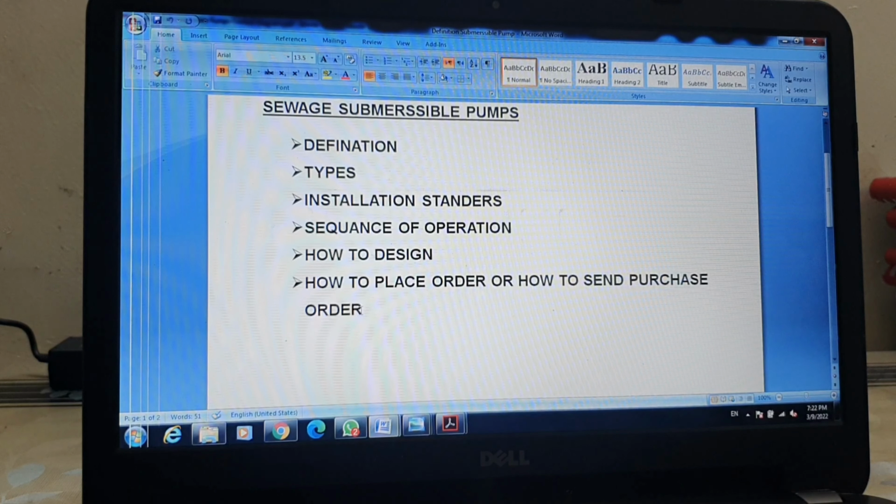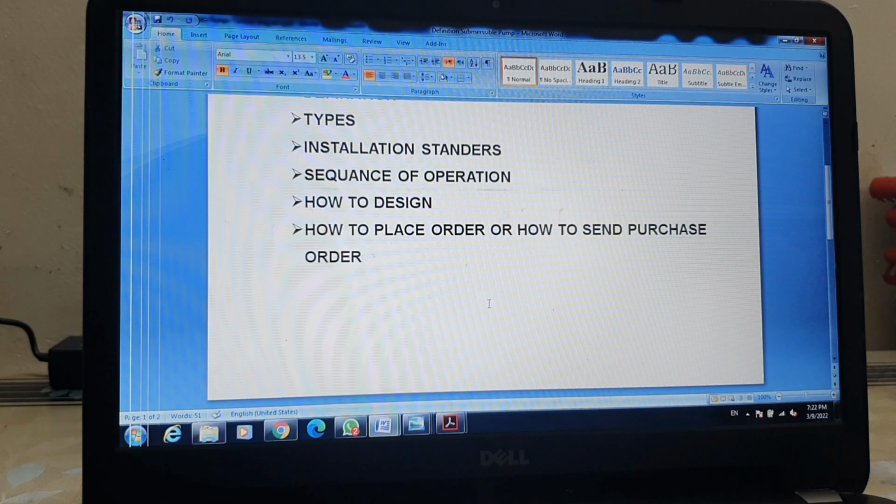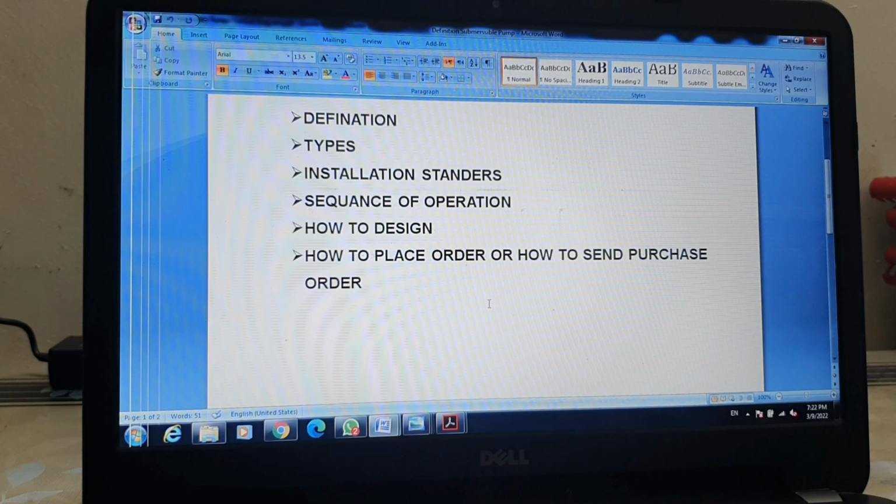And as I told you, for placing the order, we should have the flow as well as the head, so that we can place the order with the supplier as per our requirements. So I hope I clarified all the things in detail.